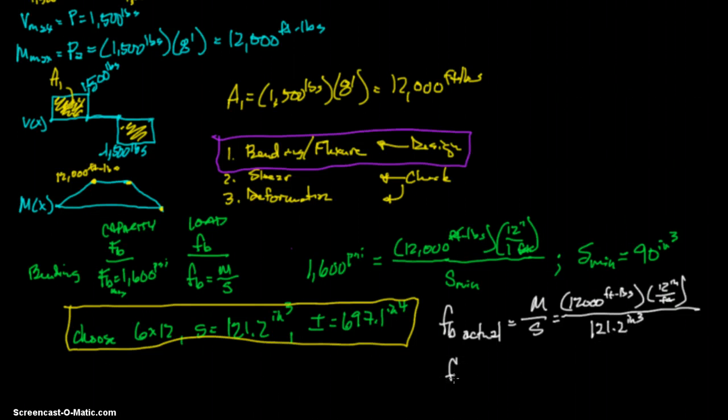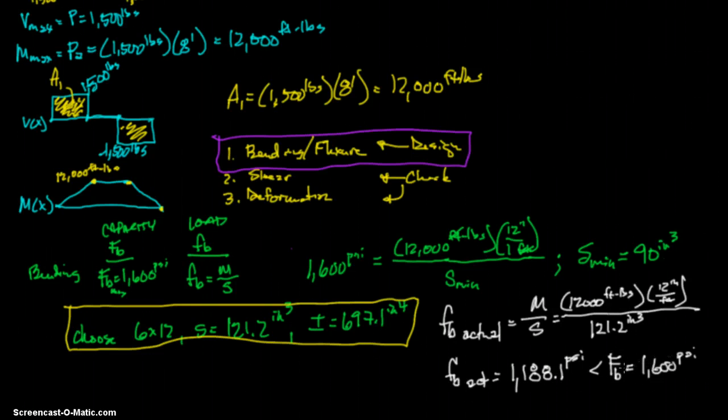And our stress in bending actual, ACT we'll call it, equals 12,000, 1, 2, 3 zeros, times 12 divided by 121.2. And that gets us, and remember it should be less than 1600, and it is 1,188.1 psi. And that's good because that is less than FB, which is 1600. So we're good.